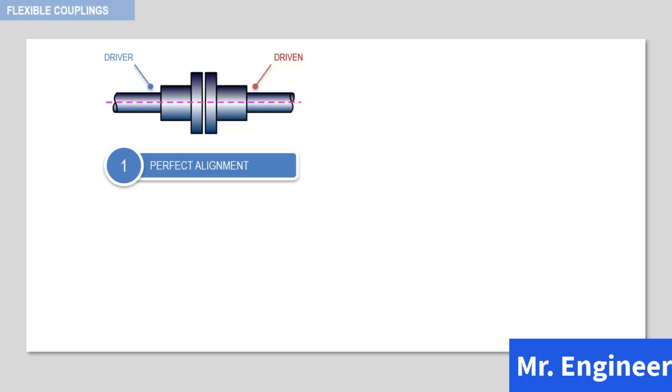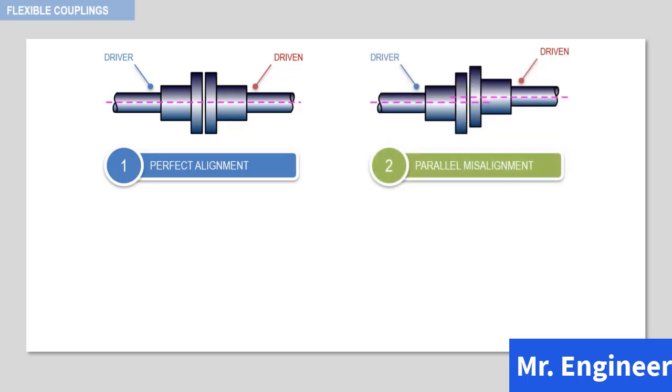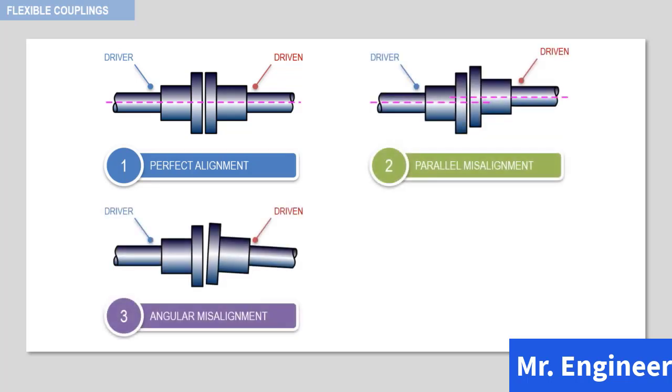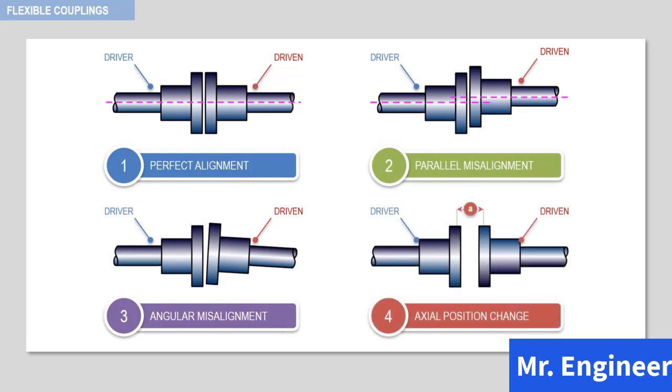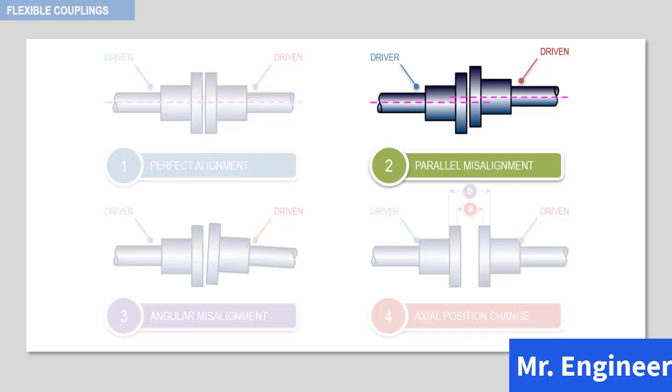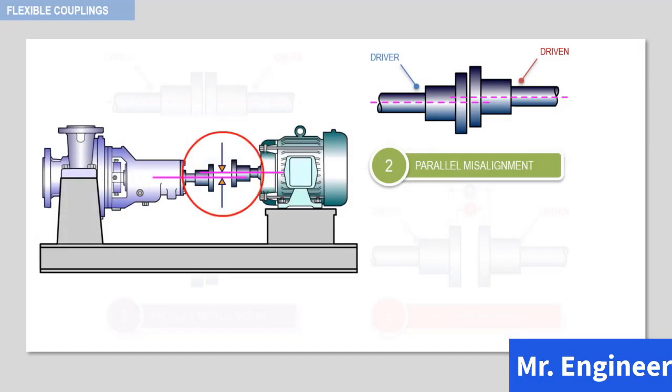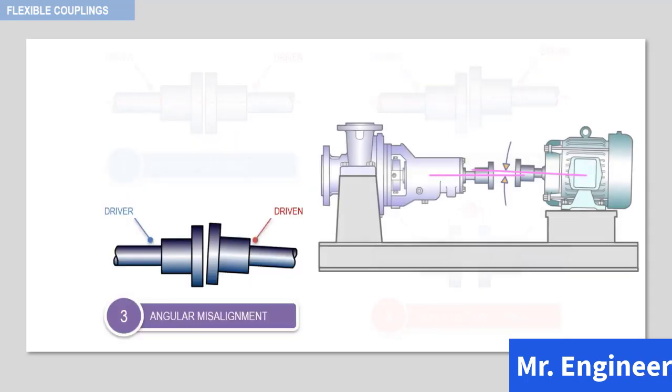There are actually three cases of misalignment: parallel misalignment, angular misalignment, and axial position change as depicted here. The following figure depicts a typical parallel misalignment between the rotating equipment and the driver. And in this figure here, you can see a typical case of an angular misalignment.